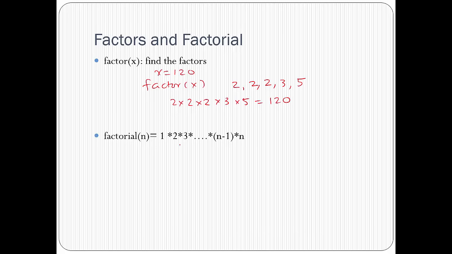Factorial of n gives you the product of all the numbers starting with 1 all the way up to n. So if you say factorial of 4, you will get the answer 1 into 2 into 3 into 4 equals 24.